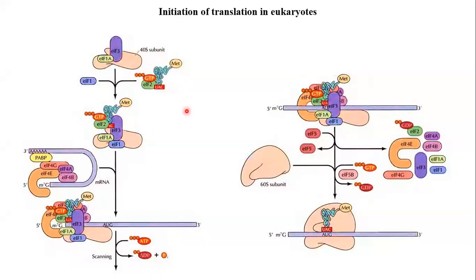So this is that first transfer RNA. It has bound to this eIF2 with GTP. This is the same. Okay. So same like prokaryotes, this first transfer RNA is bound to initiation factor 2 and GTP. This transfer RNA binds to this complex. Okay. And they form this complex.